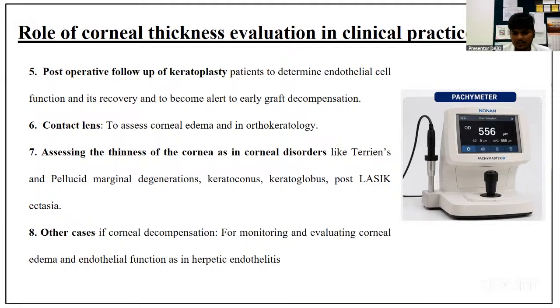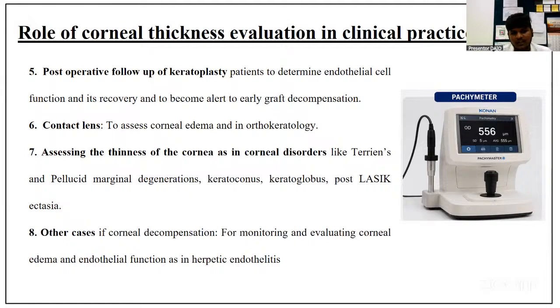Orthokeratology is nothing but a contact lens that we can wear over the night time. During the night time, it can adjust according to the astigmatism the patient has.